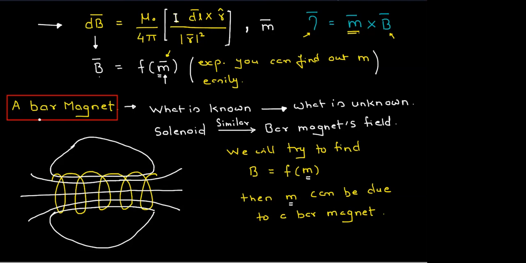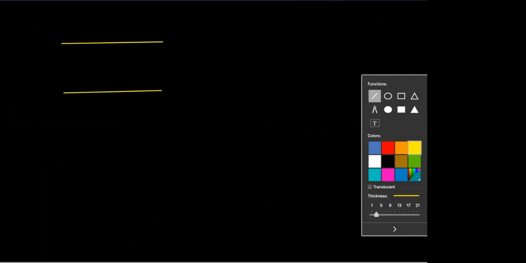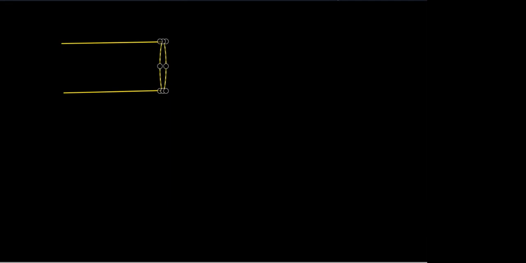So let us draw this and find out the magnetic field in terms of M. Just to make sure there is clarity in the drawing, we will be representing the solenoid as a cylinder. So draw a small cylinder like this, all of you. Fine. So this is the axis of the solenoid.